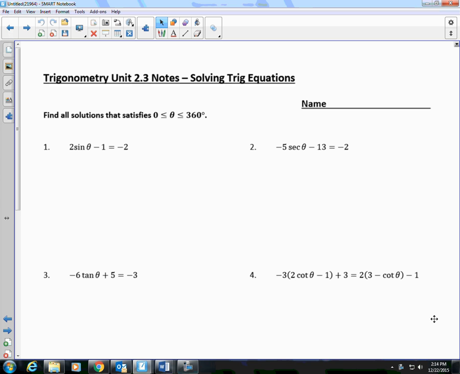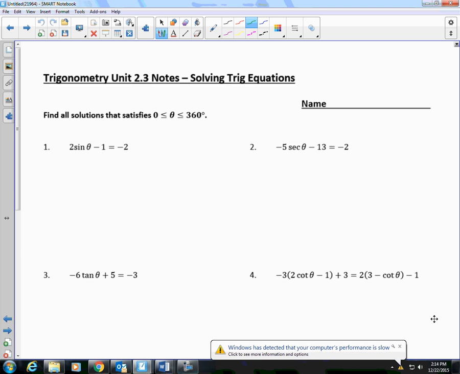Our goal today is to solve the most basic trigonometric equations. Every time I've taught this section, I've had students who have been able to figure this out and work through it. I think that you'll be able to do it as well. It says find all solutions that satisfy 0 is less than theta, which is less than 360.